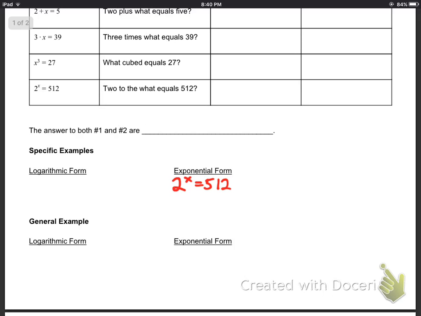So let's say I have 2 to the x equals 512. That's called the exponential form because you have the x in the exponent, right? The logarithmic form of that is we say log base 2 of 512 equals x. That's how you read that, okay? So make sure you say the base and the "of." I hear a lot of people saying "log 2 512." Well, that could mean a lot of different things, right? So make sure you're being precise in your language.